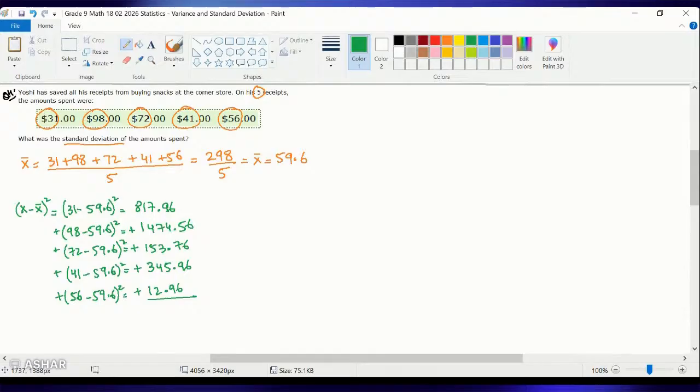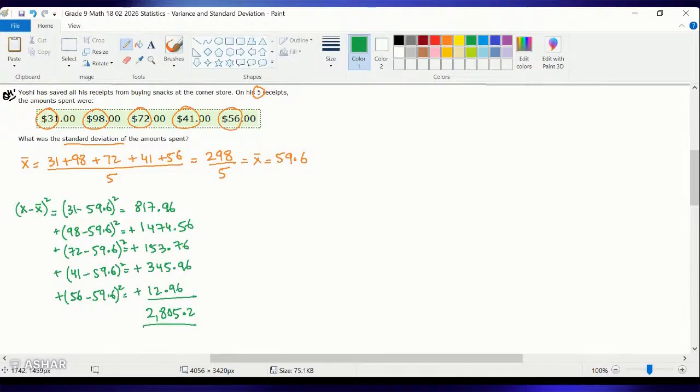12.96 plus 345.96 plus 153.76 plus 1474.56 plus 817.96. The total comes out to be 2805.2.